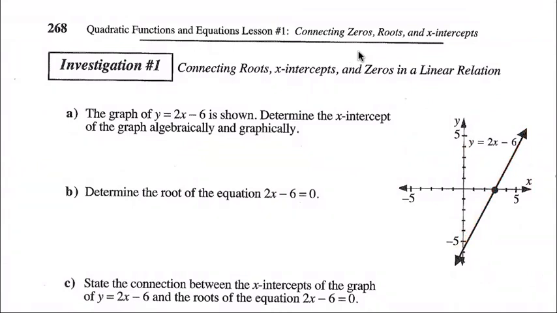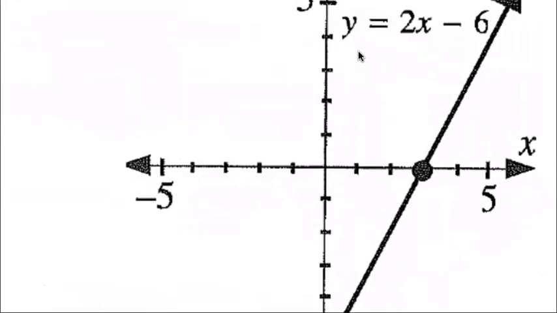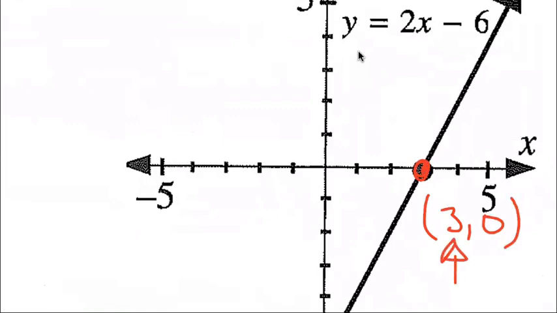Determine the x-intercept of the graph both algebraically and graphically. Well, graphically, the x-intercept is the x value here. That coordinate point is 3, 0. So the x value is 3.